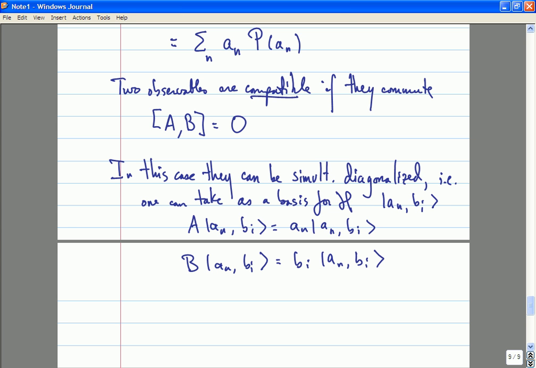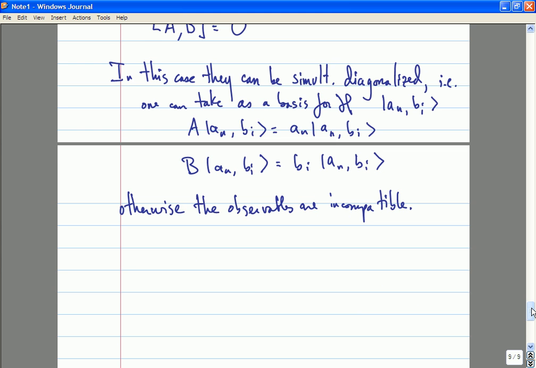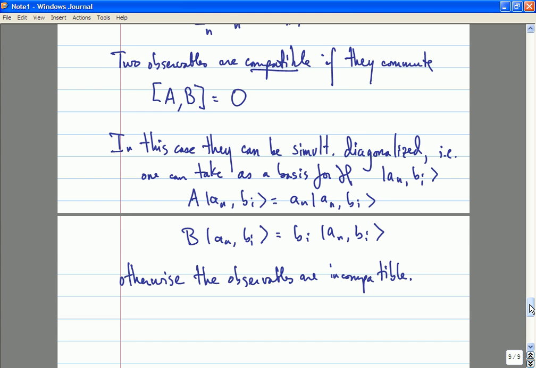Now, otherwise, if the two operators do not commute, the observables are incompatible. And much of the mystery and confusing aspects of quantum kinematics comes when you consider incompatible observables. So the most basic observation of this sort is the Heisenberg uncertainty principle, which is formulated in terms of the variance of the expectation value of an operator.